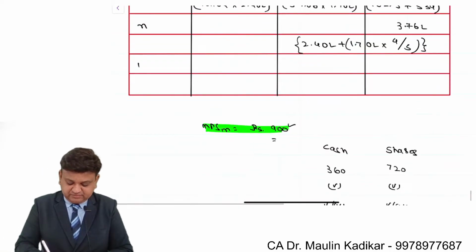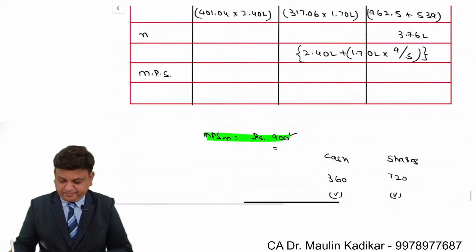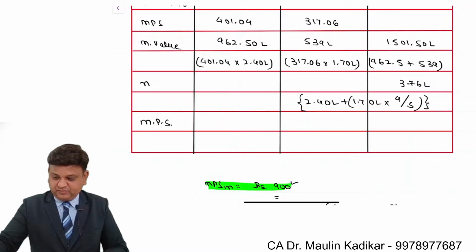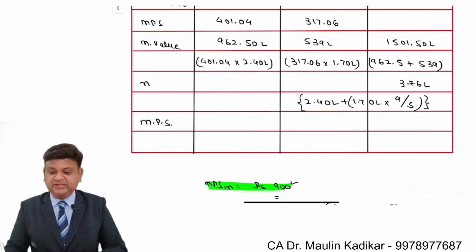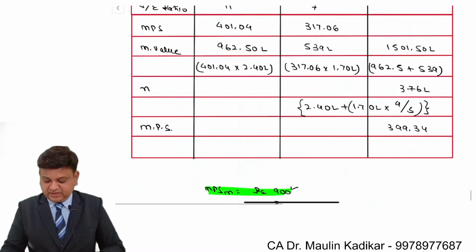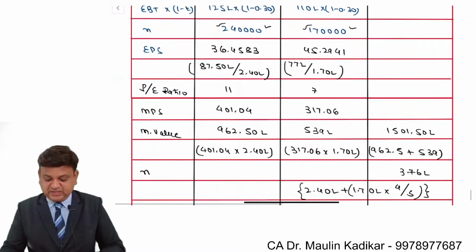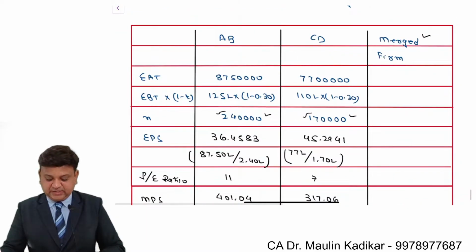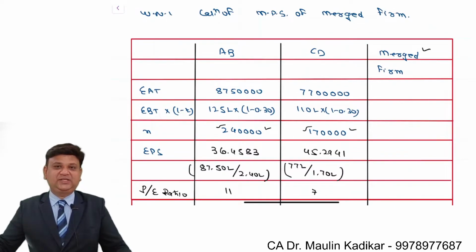That will give us market price per share. 1501.5 divided by 3.76, that is 399.34. This is the way market price per share of the merged entity can be calculated, considering that there is no synergic gain.